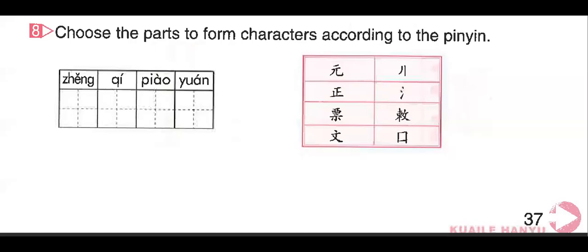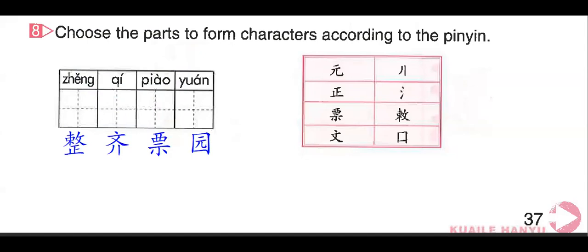This is Kuaile 2. We are in the workbook and we're going to correct activities number 8 to number 13 on pages number 37 on. The first one, activity number 8, as always, we need to use these characters here, these radicals, to form the different characters corresponding to this pinyin, this pronunciation. So here we have the different characters, as you can see.